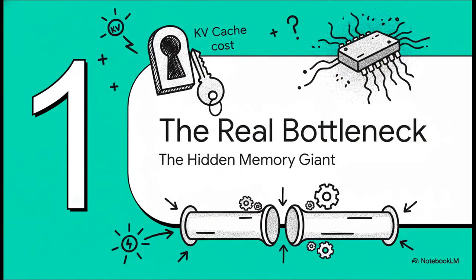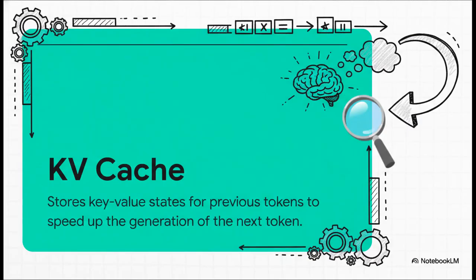So, if it's not the weights, then what is it? Well, our first culprit is something called the KV cache. Now, this thing is absolutely essential for making these models generate text quickly and efficiently. But, as we're about to see, it comes with a massive, and I mean massive, hidden cost. So what in the world is this KV cache? Okay, let's break it down.